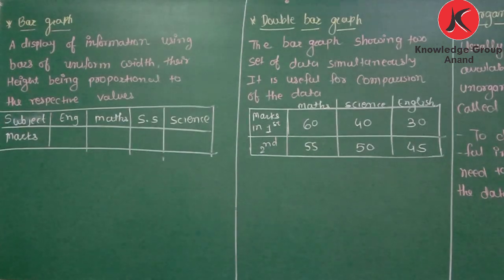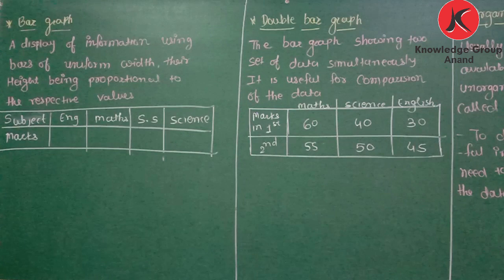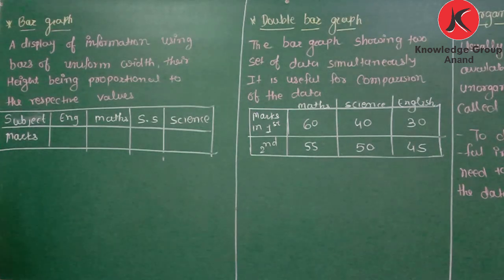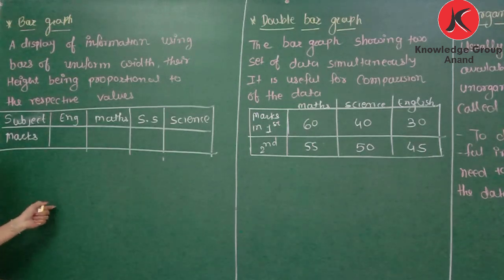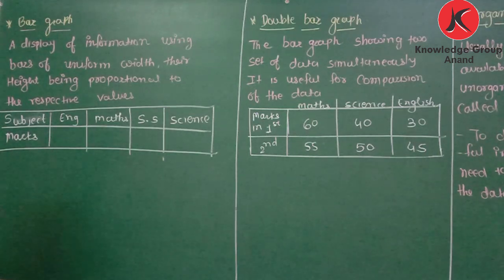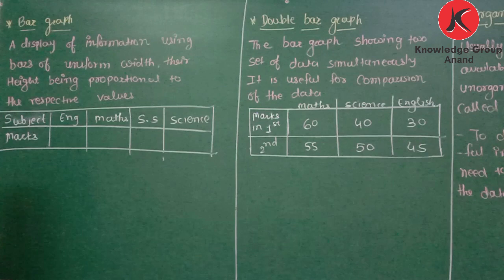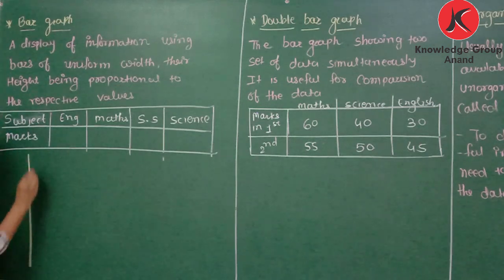Now we will learn the next representation of information, that is a bar graph. It is the display of information using bars of uniform width with their height being proportional to the respective value. Here we already learned how to draw a bar graph on graph paper. So if we consider this is our graph paper.